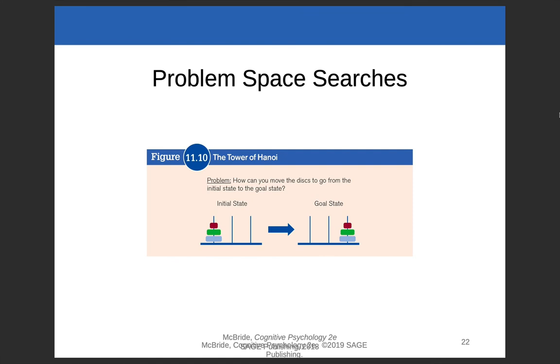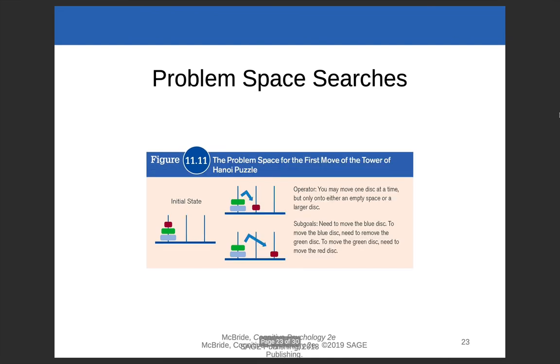So a classic example of problem space searches is the Tower of Hanoi. Basically, how can you move the disks to go from the initial state to the goal state? What's the most efficient way to move those disks from one peg to another? This is a classic problem. If you take a computer science class, you will see this. Read the description of the Tower of Hanoi in your book. One of the things you have to do in a computer class is write a program to solve this, and there is an algorithm that you can write to solve this in the most efficient way possible.